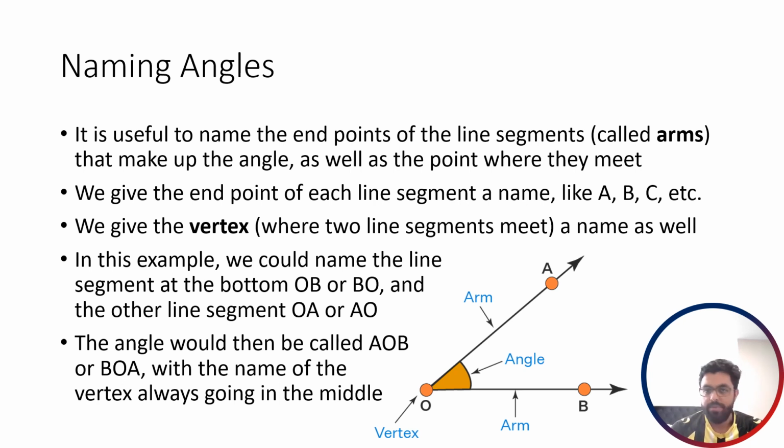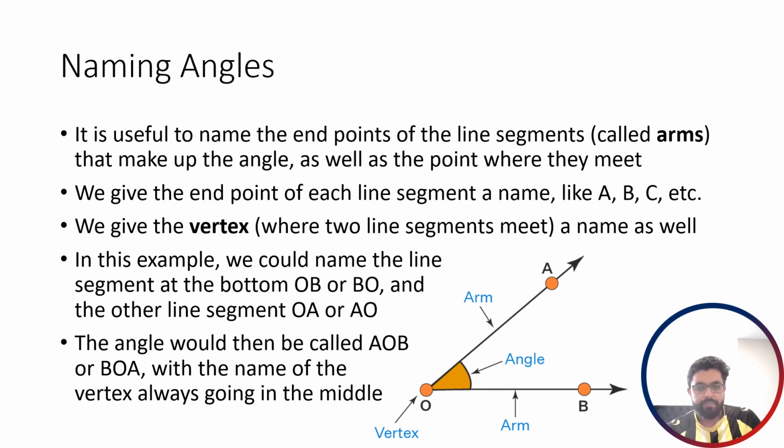Mathematicians love giving names to variables and line segments and vertices and whatever. Vertices might be a new word, but yeah, so we're just going to look at how we name angles as well. Just reading off the slide here, it's useful for us to name the endpoints of the two line segments that make up the angle that we're exploring, as well as the point where they meet.